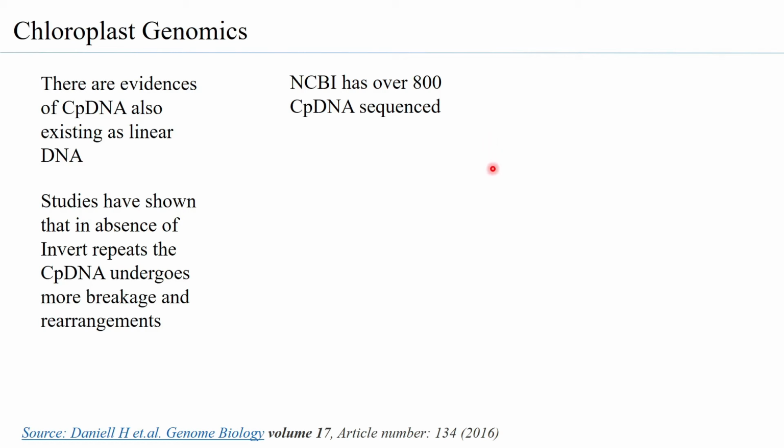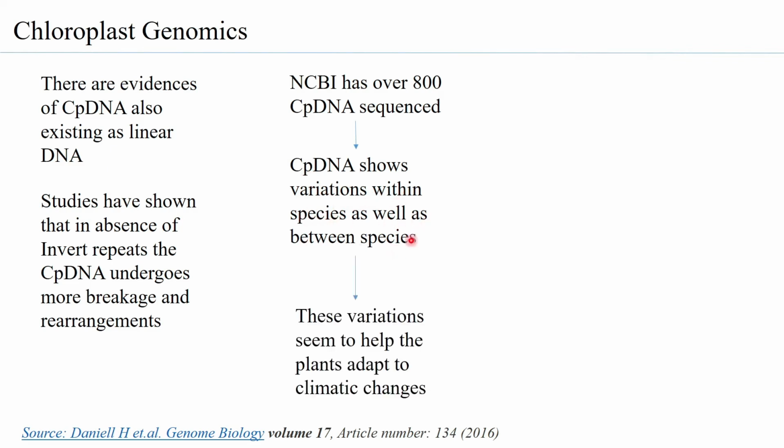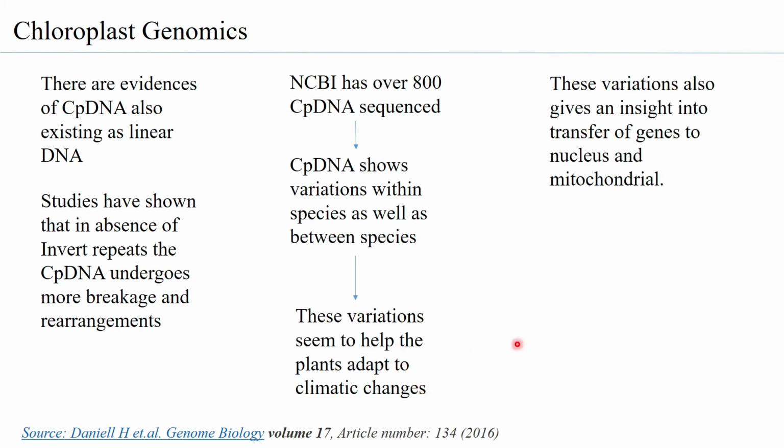Now, using next generation sequencing, it has been found that chloroplast DNA does show variations, not just within species but also between species. These variations seem to help the plants adapt to various climatic changes. These variations also give an insight into transfer of genes to the nucleus and the mitochondria, as explained earlier.